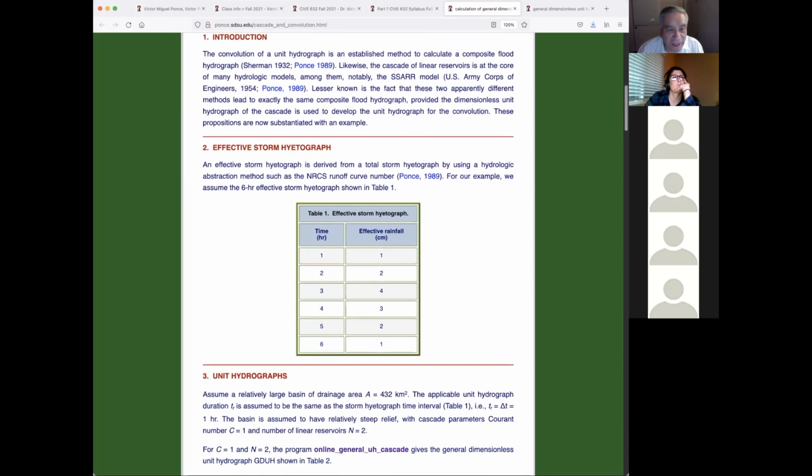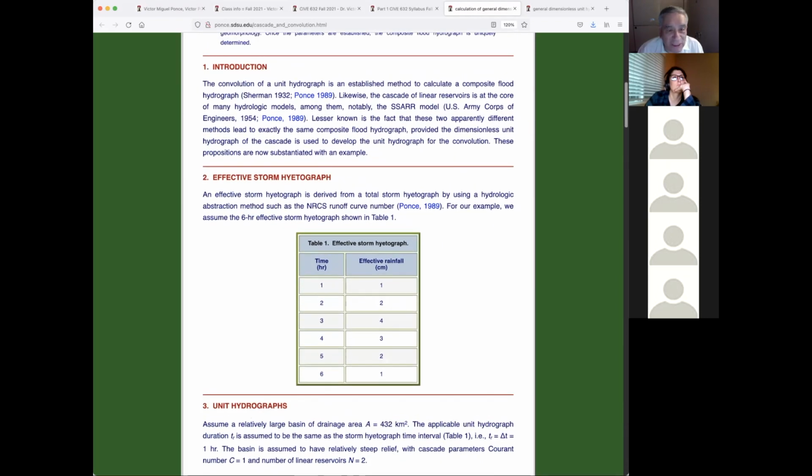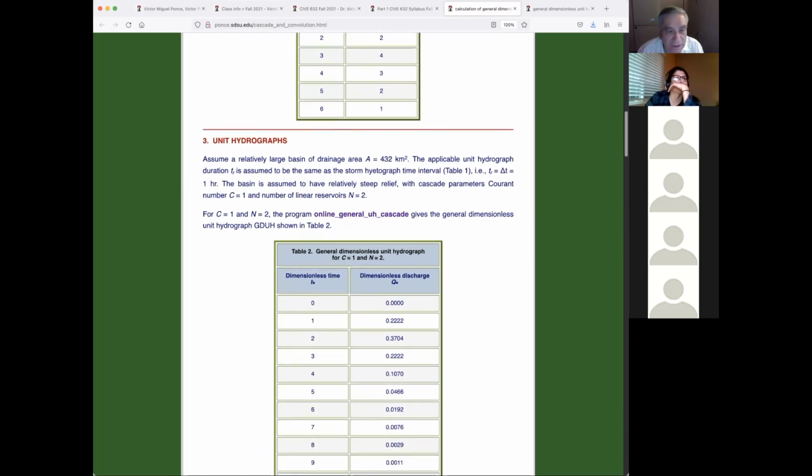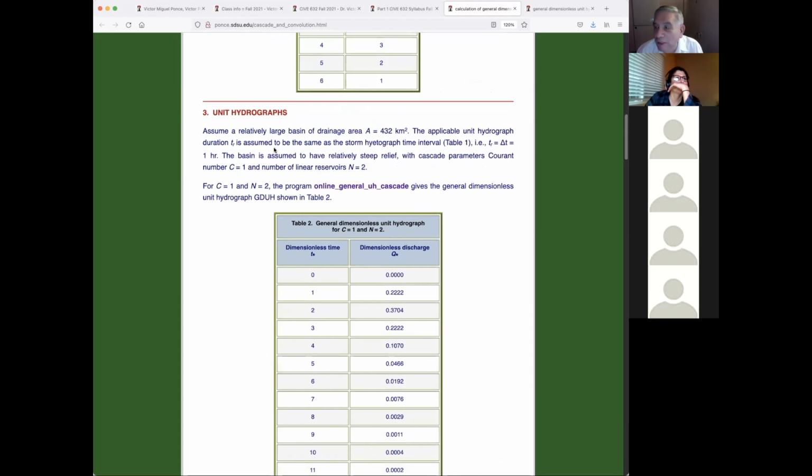Effective storm hydrograph. So there's an example in here of an effective storm hydrograph. Then the unit hydrographs. We're going to get an example here, and we use the basin area 432. Why 432? This is the actual basin area that Dooge Newton, for some reason, chose to prove his methodology. And since we were picking data from him, we picked 432. It's a good number. Not too high, not too low. Applicable unit hydrograph duration, etc.